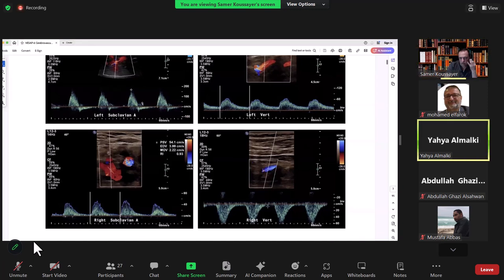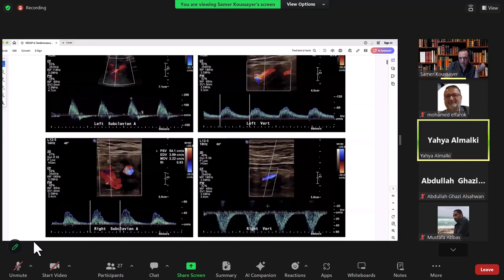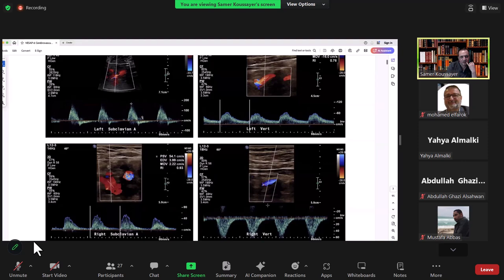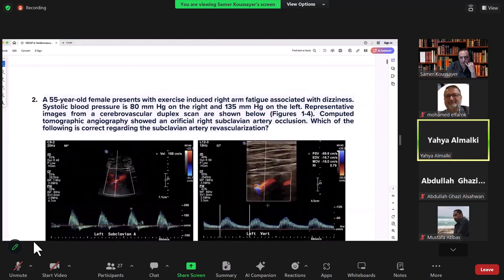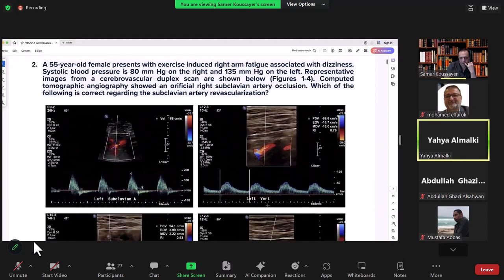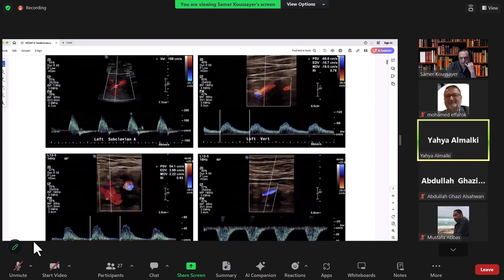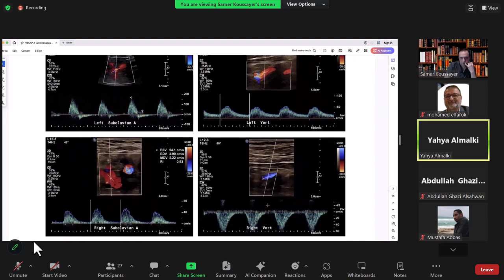So with all this history, what does that mean? What does this patient have? Occlusion in the subclavian. Yeah, occlusion in the subclavian and the flow in the vertebral is retrograde.